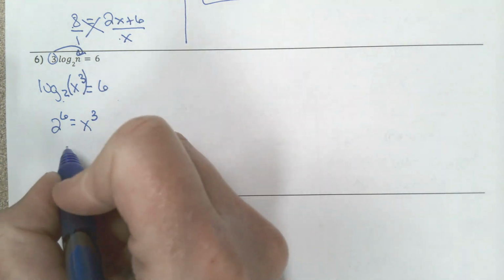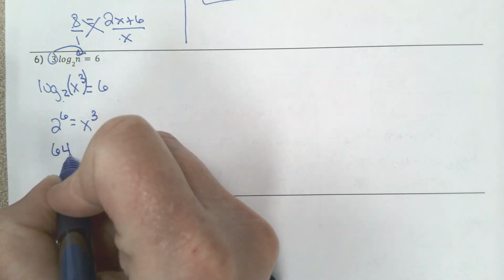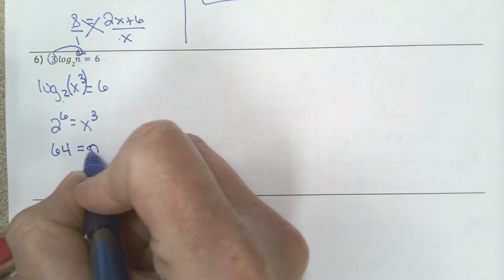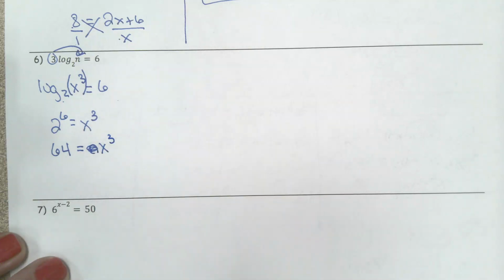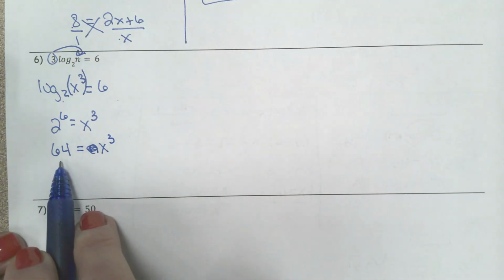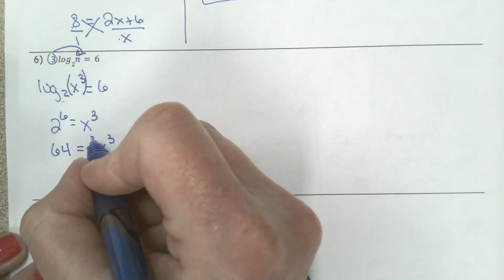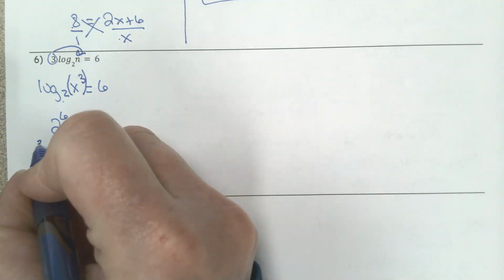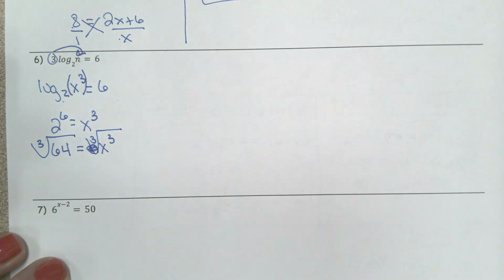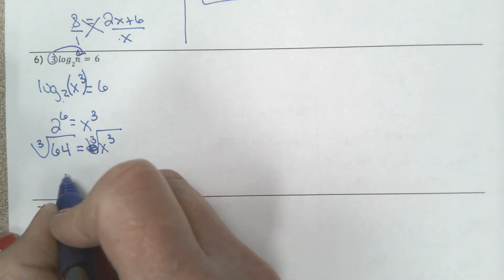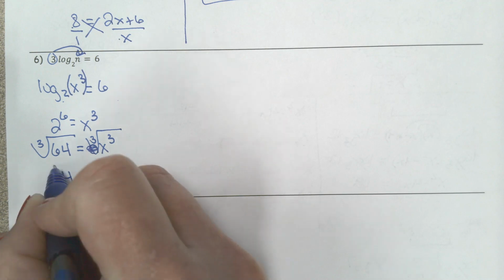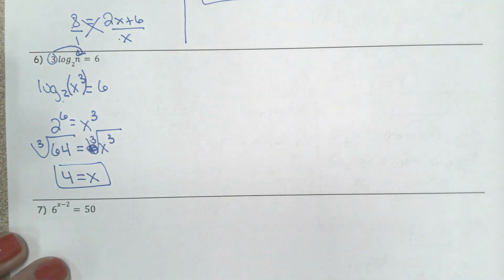2 to the 6, I used my calculator and I found that that's 64. I need to get rid of this exponent, and so roots get rid of exponents. So I'm going to take the cube root of both sides, and I know the cube root of 64 is 4. So x equals 4 is a good answer.